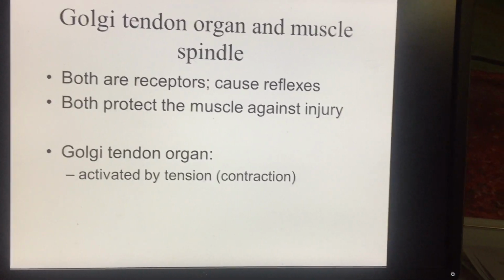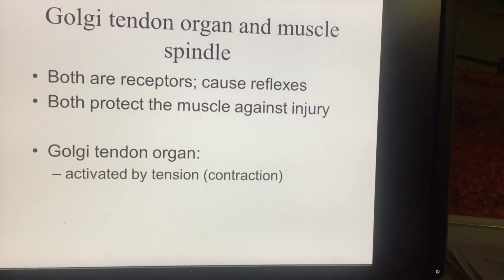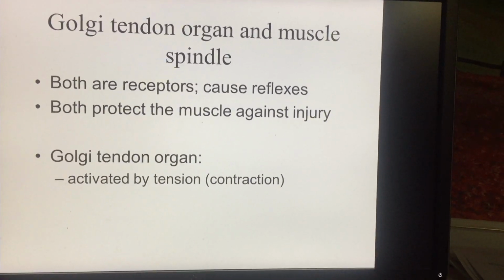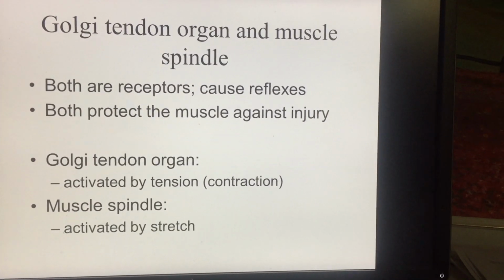The Golgi tendon organ is thought to be activated by tension in the muscle, so most likely activated when you contract a muscle, whereas the muscle spindle is activated by stretch.